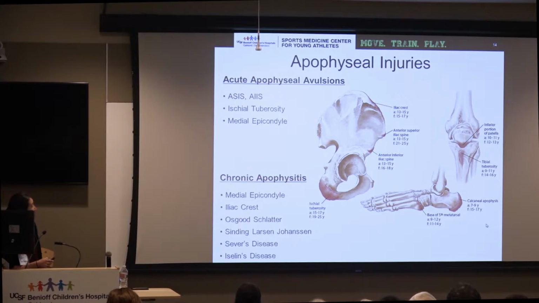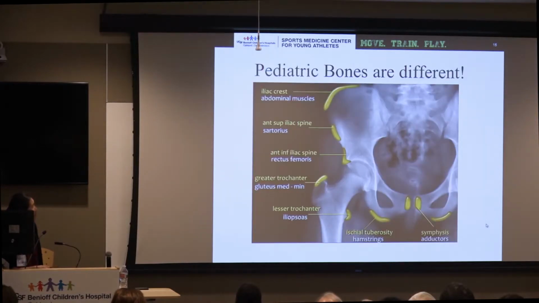So for example, all of these wonderful names, which we have to memorize, we're comfortable with Sever's, Osgood-Schlatter, but Sinding-Larsen-Johansson is the apophysis that occurs at the inferior aspect of the patella. And you can tear this apophysis off, and there can be a huge amount of swelling, which one of my first cases as a fellow back in 1992 was this. Iselin's disease is injury to the apophysis here where the peroneus brevis inserts. So we look here. Pediatric bones are totally different in terms of that.